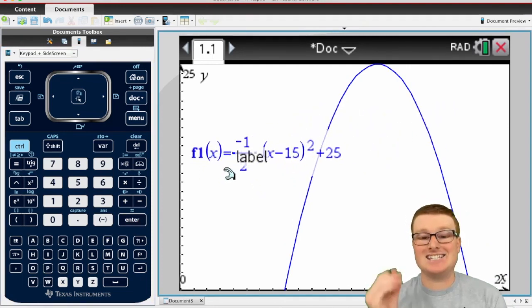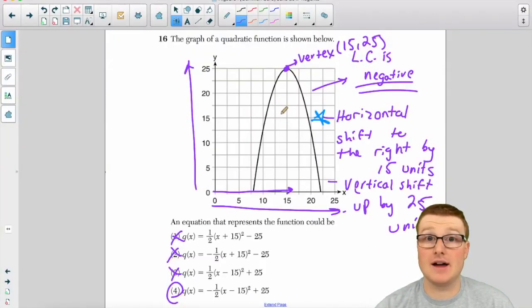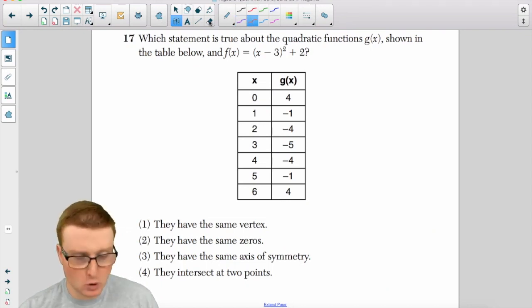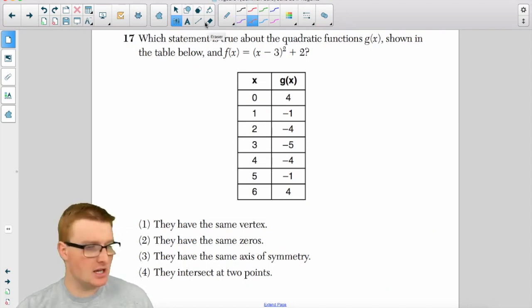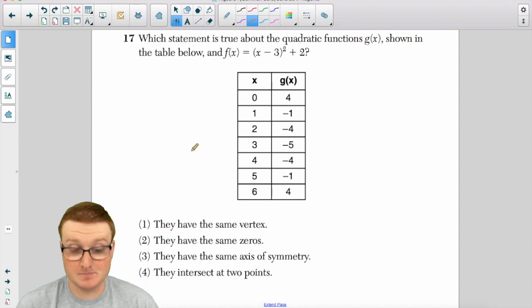That is an exact copy of what is given on the graph. Pretty simple stuff. Moving on to number 17. Which statement is true about the quadratic functions g of x shown in the table below and f of x is equal to (x - 3)² + 2?